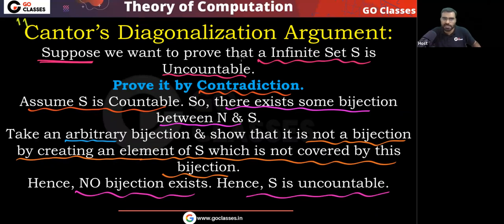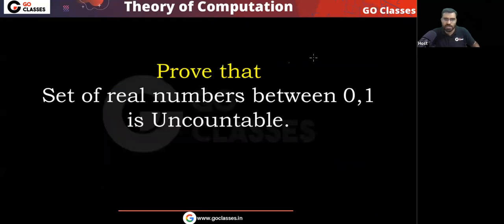Did you understand Cantor's diagonalization argument? Let me know. Now let's do some more questions. Prove that the set of real numbers between 0 and 1 is uncountable.